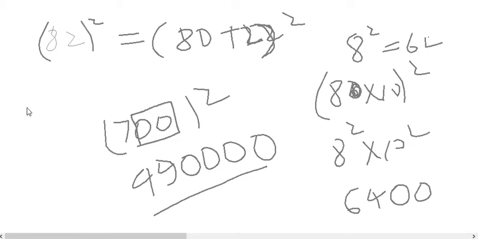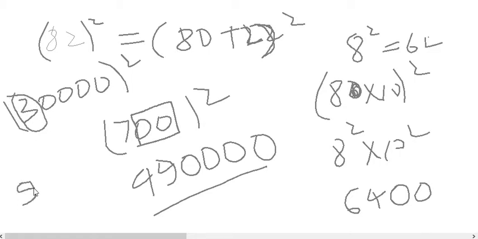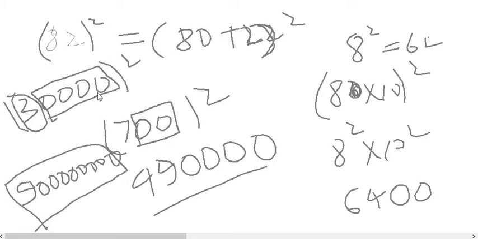Let's take an example of this. We have the number 30,000 and we want to find the square. So we take the square of 3, which is 9, and then we put double the number of zeros here. 1, 2, 3, 4. So we would put 8 zeros. 4, 5, 6, 7. So this is the square of 30,000.